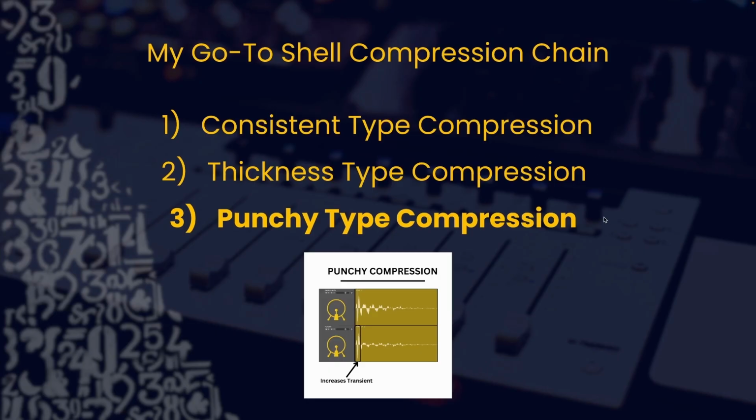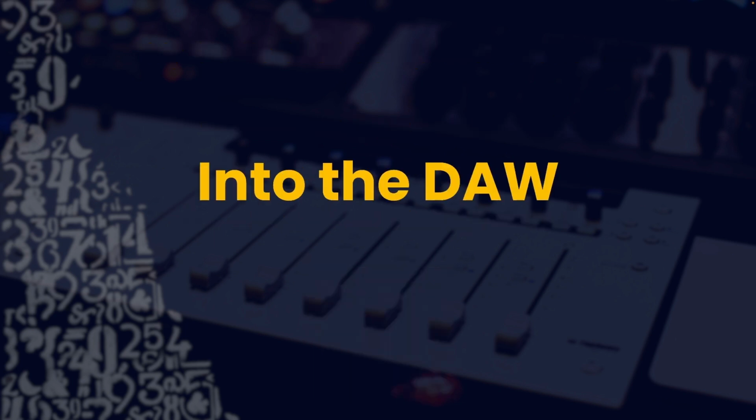Okay, so the next type of compression that we're going to be adding to these drums is punchy type compression. So punchy type compression is increasing the transient and decreasing the tail of the notes. This is very intentional because I can just balance this perfectly with the thickness and the punchy type compression. If I want more thickness, I can just add more thickness type compression, or if I want the drums to be more punchy, I can just add more punchy type compression. So I can balance these perfectly because we're decreasing the transient with the thickness and increasing the transient with the punchy. I can balance it exactly as I want with my shells.